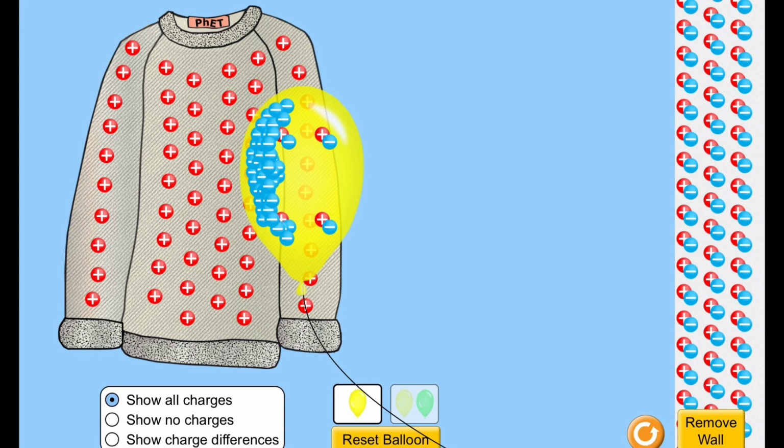Items can become charged by contact, as seen here, or by induction, when a charged object draws the opposite charge toward it and repels the like charge to the opposite side of the item, separating the charges and charging the item. Now, let's analyze the effects of electric fields on a smaller level.